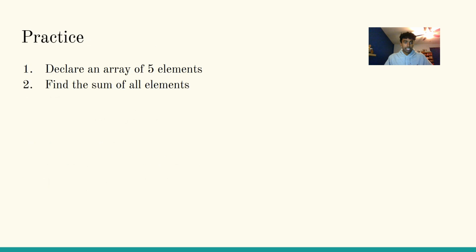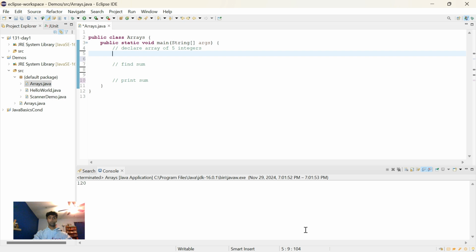So now let's get to some practice. We're going to practice declaring an array of 5 elements, and we're going to traverse this array and find the sum of all these elements. Let's get started. So first thing I'll do is declare an array of 5 integers. So int[] arr is equal to new int[5].